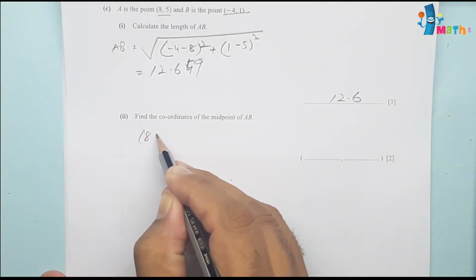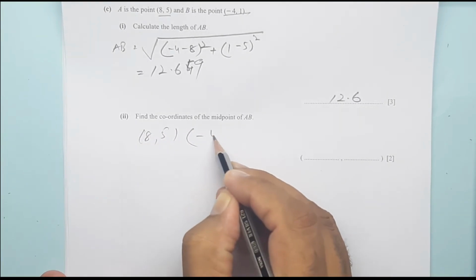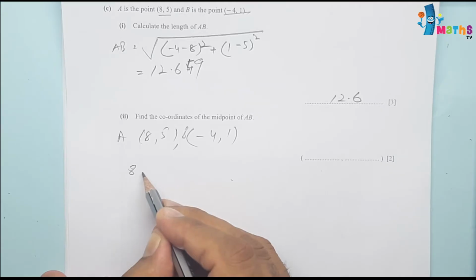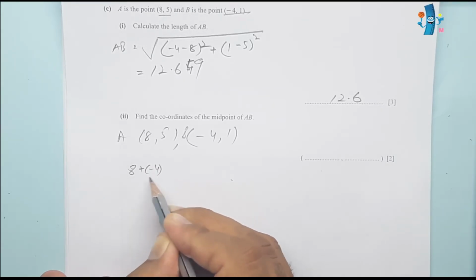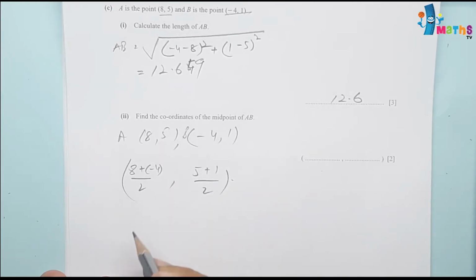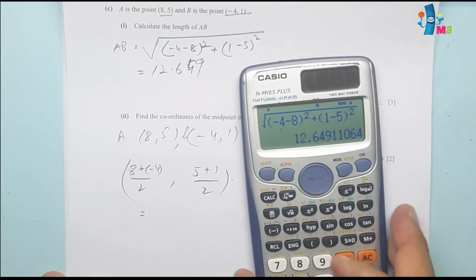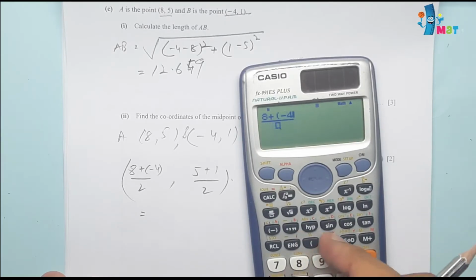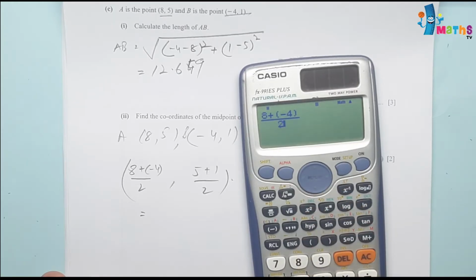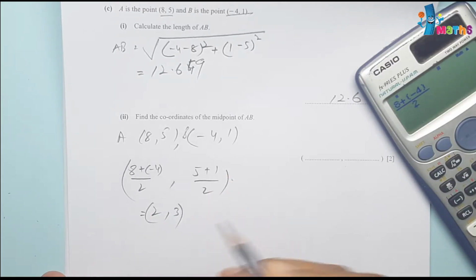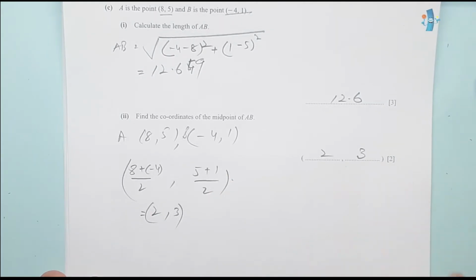And find the coordinates of the midpoint of AB. We know these two points are (8, 5) and the second point is (-4, 1). This is A and this is B. So the midpoint will be (8 plus -4) divided by 2, and for the second coordinate, (5 plus 1) divided by 2. So 8 plus -4, divided by 2, is equal to 2, and 6 divided by 2 is 3. So (2, 3) will be our answer.